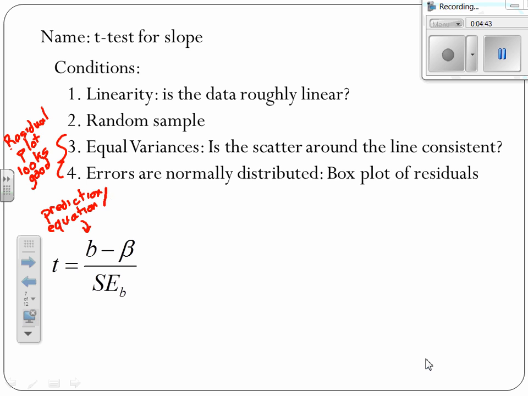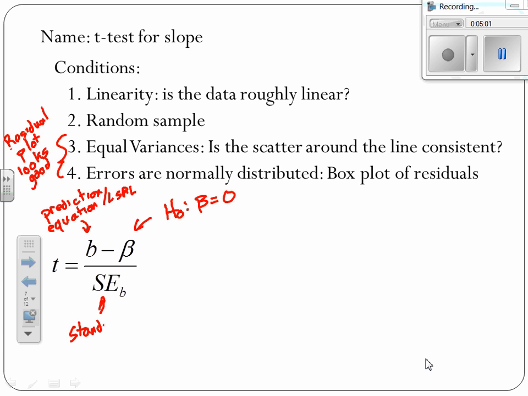All right. Our least squares regression line. It's got a few different names. This beta value right here, if you remember, we always work under the assumption that beta equals 0. So this is going to be 0. And then standard error of the slope. So this is standard error of the slope.